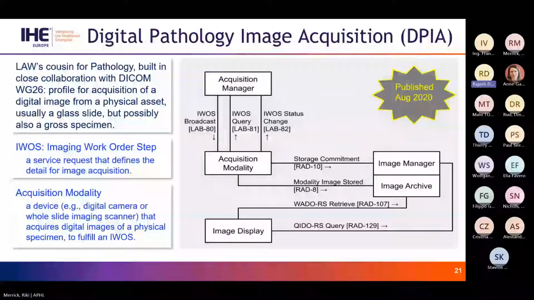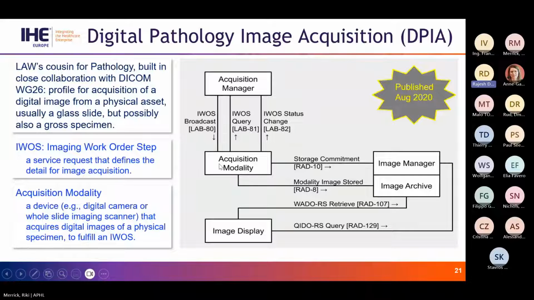interact with the scanner. It's always possible that the scanner receives a slide without any information other than the slide barcode, in which case it might query the acquisition manager for information. Alternatively, an acquisition manager can broadcast to one or more scanners the acquisition modalities via the broadcast call with all the information necessary to populate the DICOM metadata for creation of a new whole slide image. And then we have a status change Lab82 message based on the actual events that are occurring.